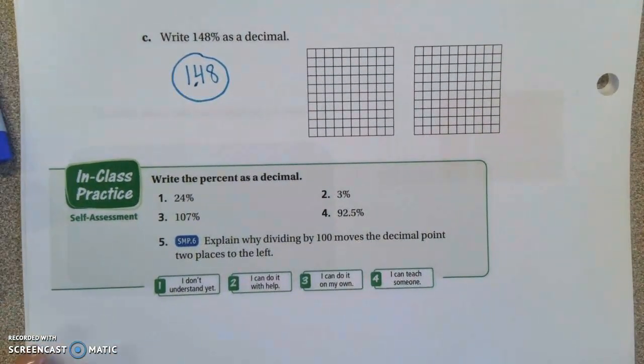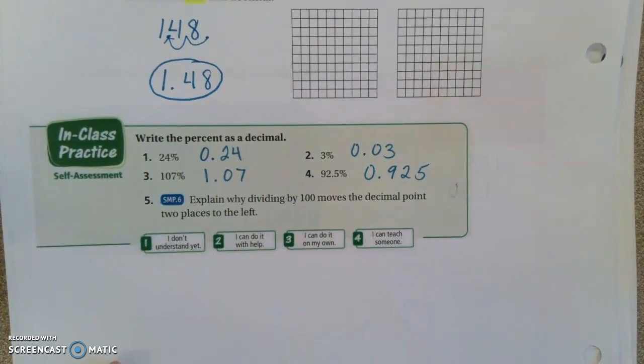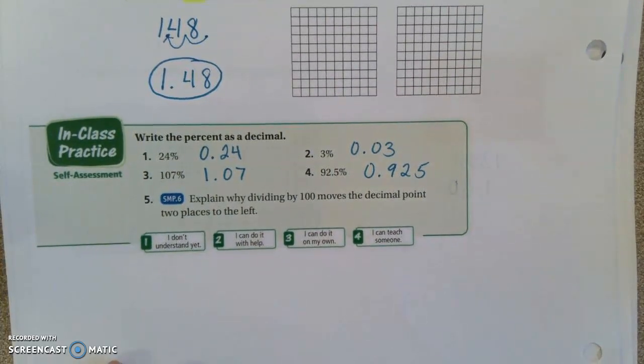Go ahead and pause your video and try the 4 down here at the bottom. Okay, here are those 4 for you. And then on number 5, explain why dividing by 100 moves your decimal point 2 places to the left. Well, it's 2 place values smaller.